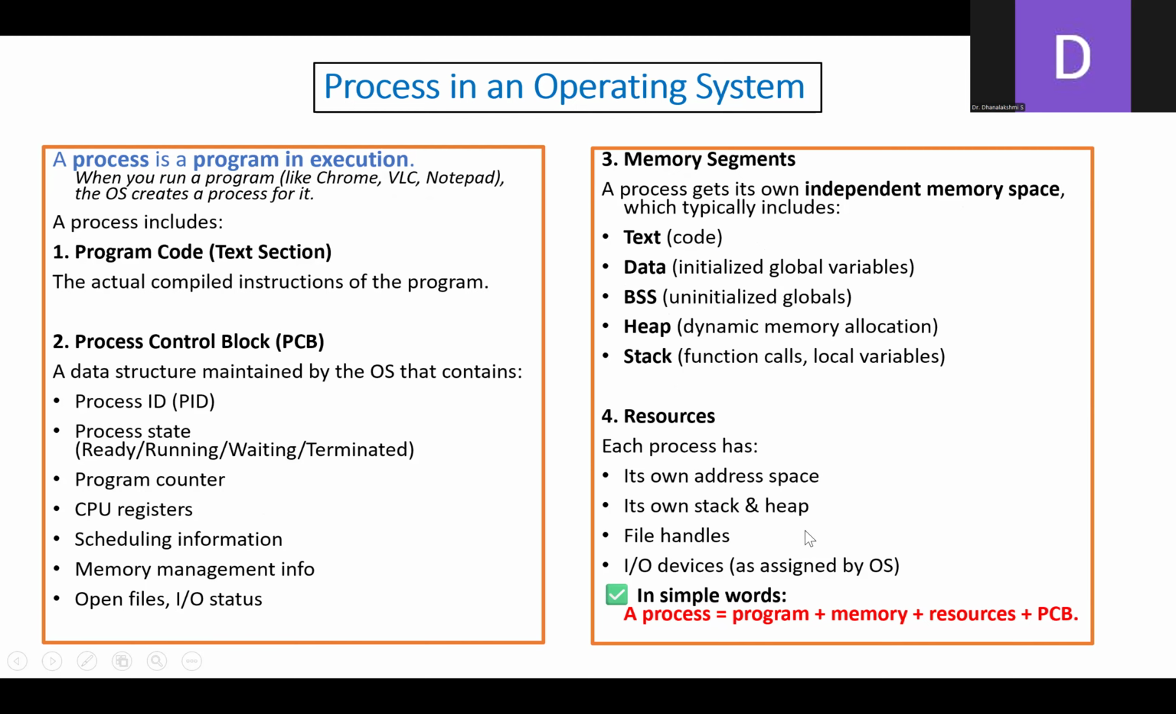So the fourth component is resources. Each process has its own address space, its own stack, its own heap, file handling, and IO devices as assigned by the OS. In simple words, I could say a process is nothing but a program plus memory plus resources plus process control block.